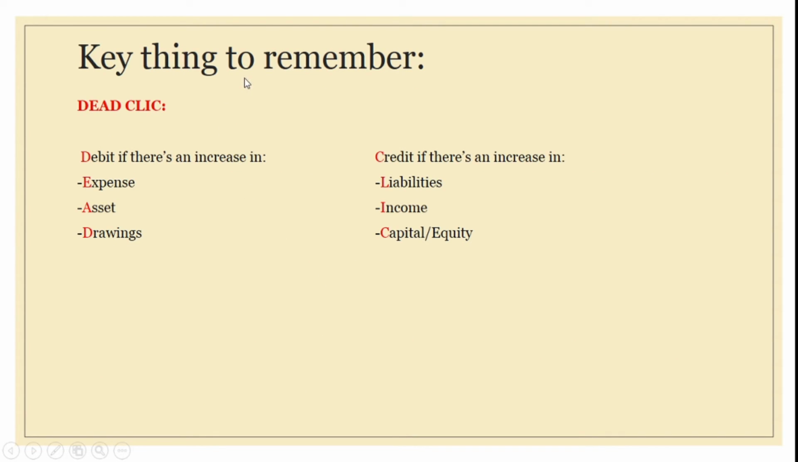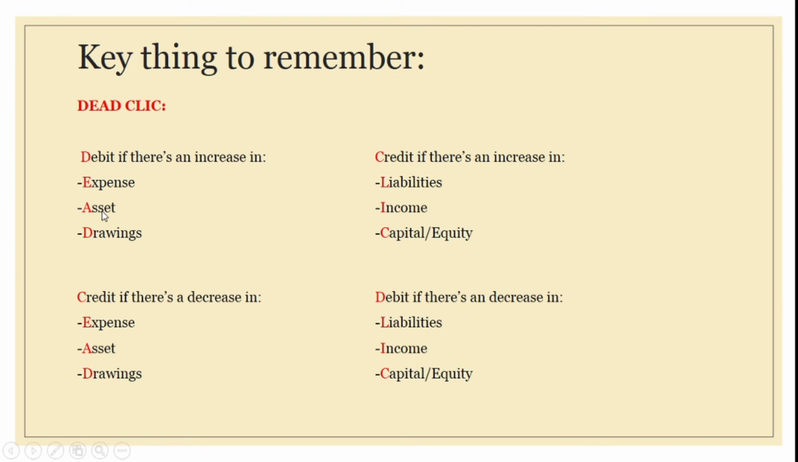So in summary, there's only one key thing you need to remember to master your debits and credits, which is this acronym called DED-CLIC. So again, debit if there's an increase in expense, asset and drawings, and credit if there's an increase in liabilities, income and capital/equity. And the opposite is true, which means you would credit if there's a decrease in expense, asset and drawings. And similarly, you would debit if there's a decrease in liabilities, income and capital/equity.